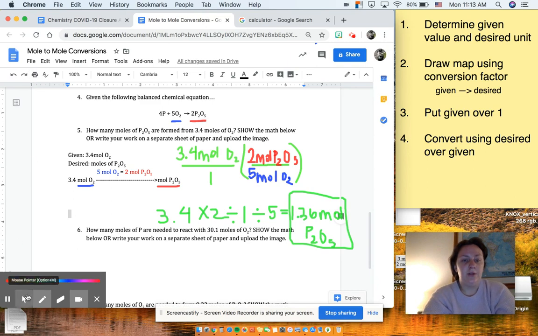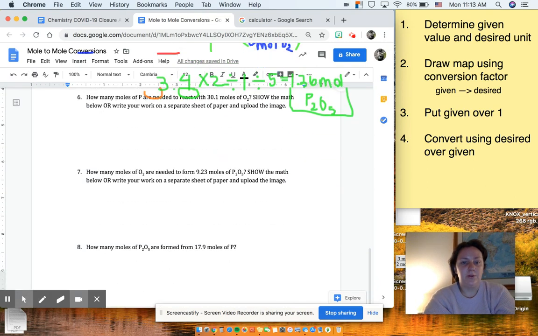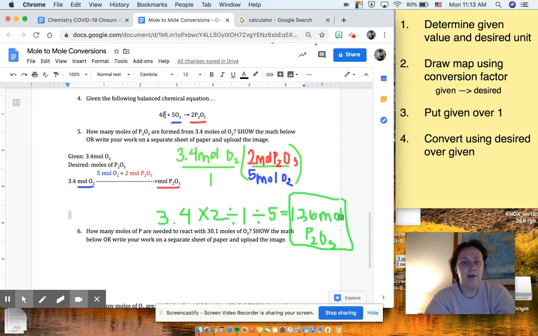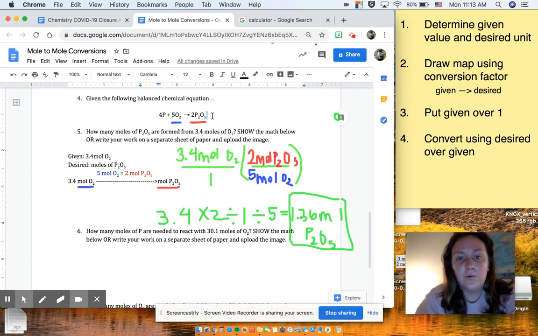So that is what you're doing. You have 3 problems left to work through on your own. They're all multimole conversions just like that, all using this same balanced chemical equation here, just comparing different reactants and products and using different numbers. So work through this, use your conversion factor little steps that are right here. Text me if you have any questions.